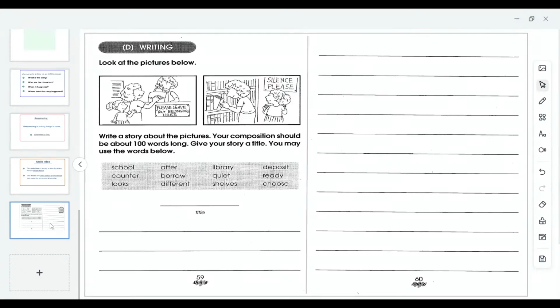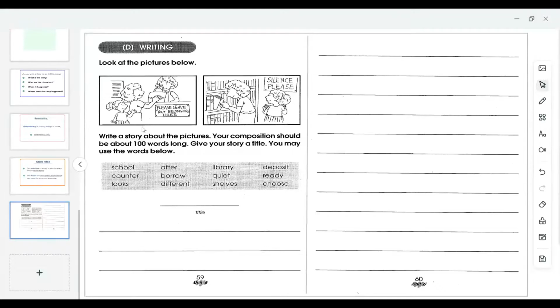Now let's have a look at our workbook. Please turn to page 59. Page 59. Number D, writing. Number D, writing.